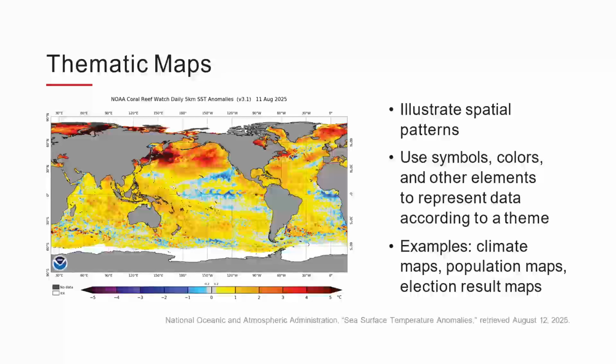Now that we've seen how different types of maps, so reference maps and thematic maps, are used to show us where things are or what's happening in specific locations, let's consider a fundamental problem that all maps face, representing a spherical round Earth as a flat surface.